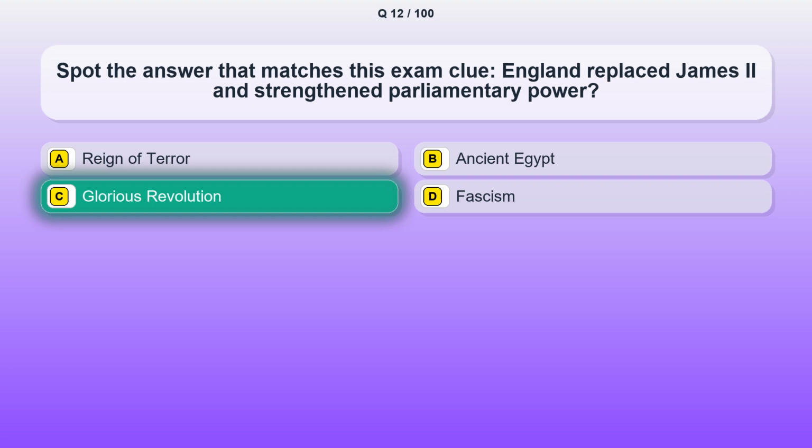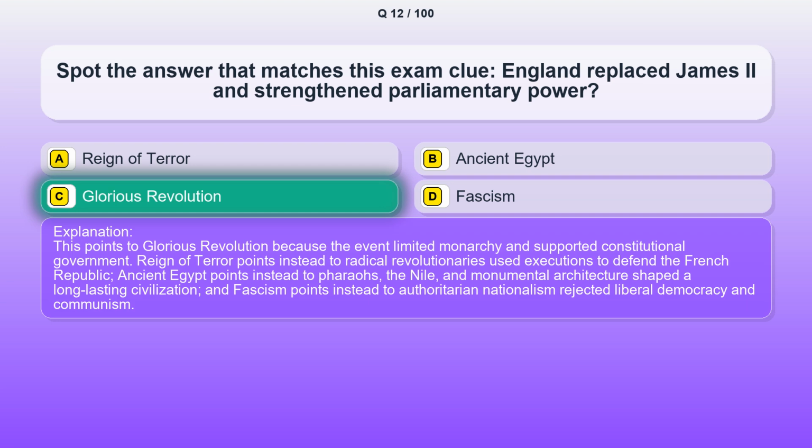The correct answer is option C. Glorious Revolution. This points to Glorious Revolution because the event limited monarchy and supported constitutional government. Reign of Terror points instead to radical revolutionaries used executions to defend the French Republic. Ancient Egypt points instead to pharaohs, the Nile, and monumental architecture shaped a long-lasting civilization. And Fascism points instead to authoritarian nationalism rejected liberal democracy and communism.